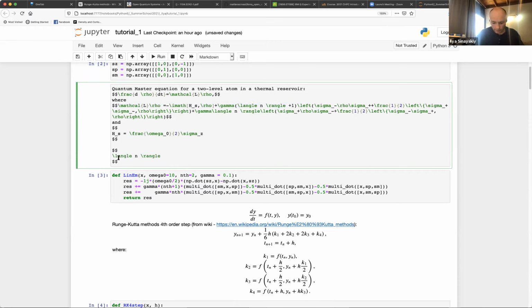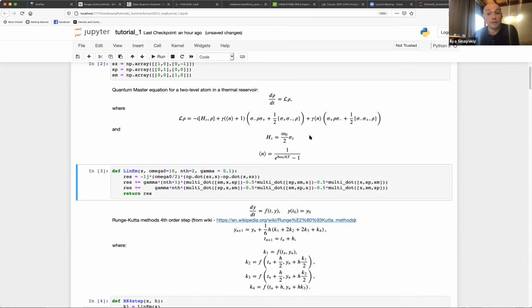So n is just equal to a fraction. It's essentially your standard Bose-Einstein function. And what you have here is h bar omega, in this case omega 0, divided by k Boltzmann T, and here you also have -1. Okay, and what does this describe to you?